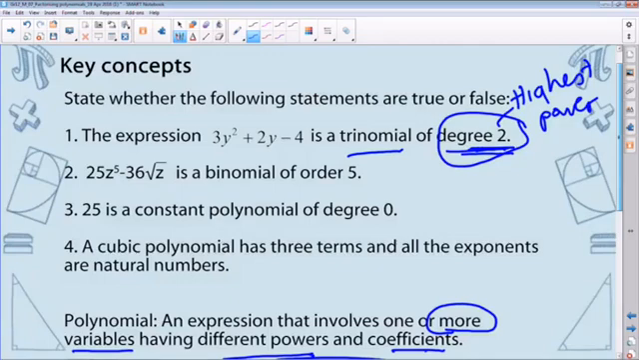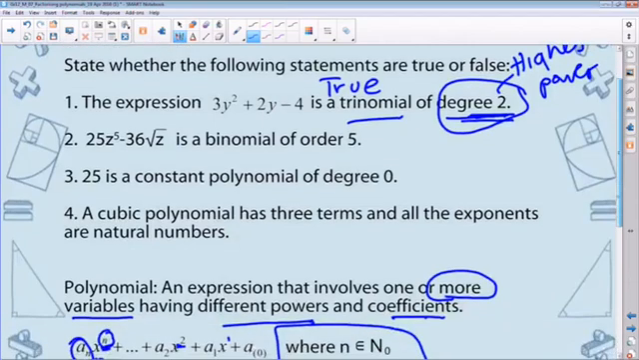Yes, that's true. It's a trinomial. It's got three terms. All the powers are whole numbers and the highest power of the y is 2. So that one's true.